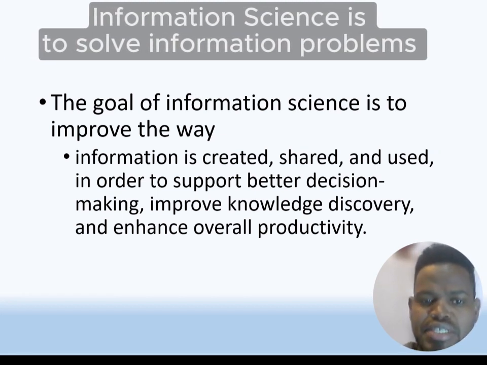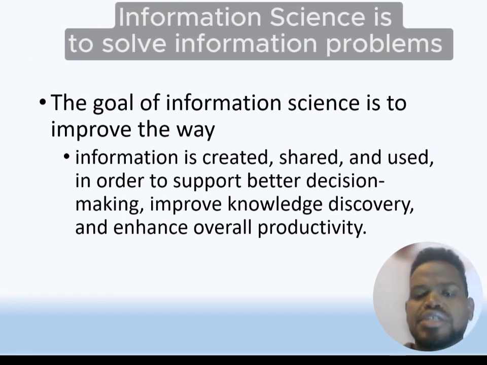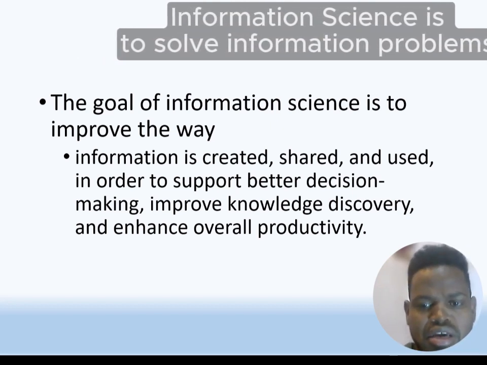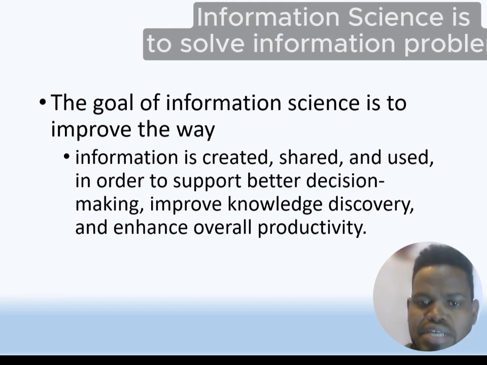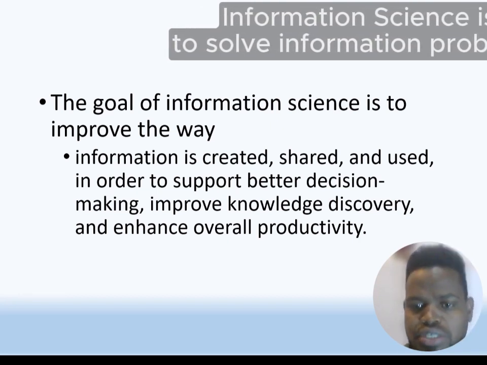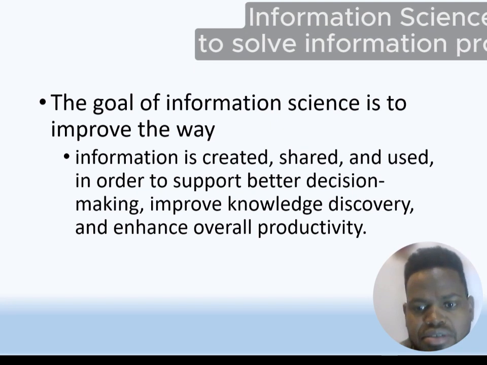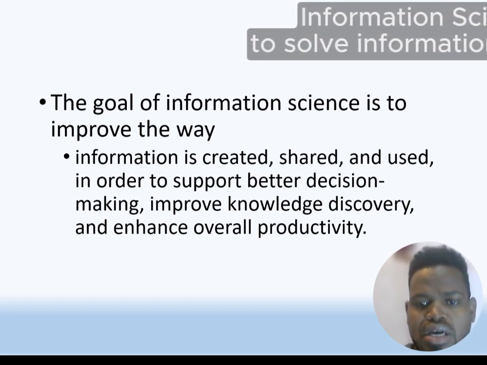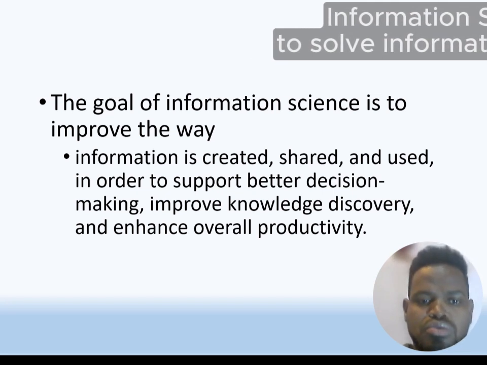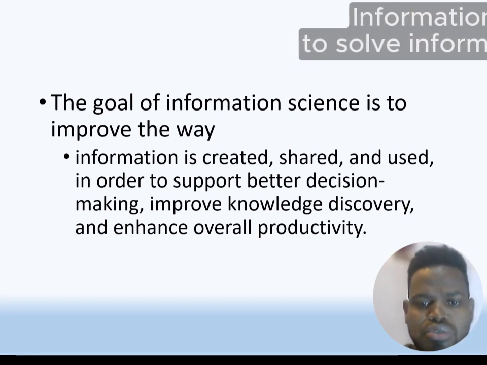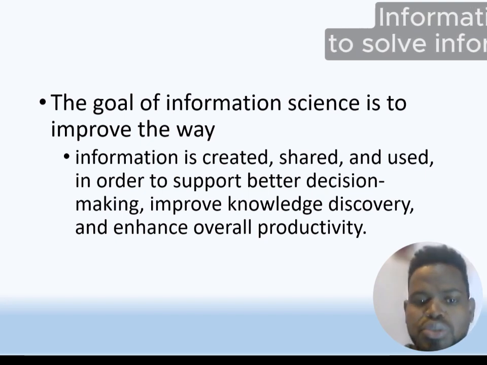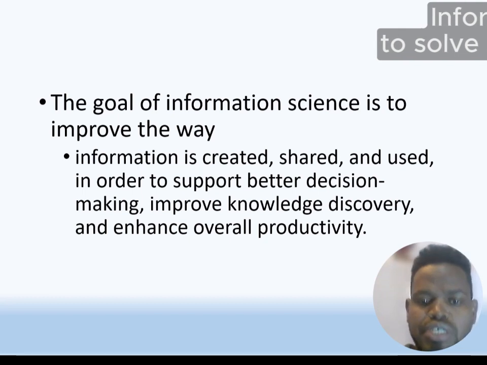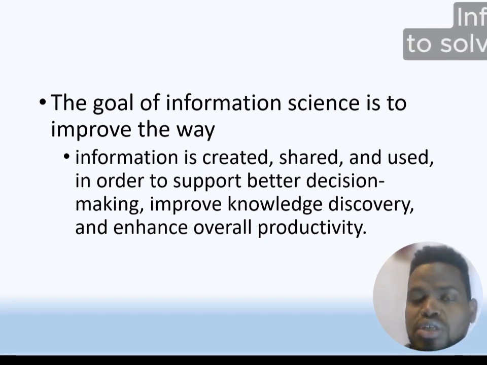So the goal of information science is to improve the way information is created. That means you can create information in a smart way by using different systems, organize it, then share it with different users. For example, if you develop a web page or website, it will be used to share the information. Information science is also used to support better decision making, because individuals can easily access information, and to improve knowledge discovery, because information science supports individuals to discover the knowledge where it was.